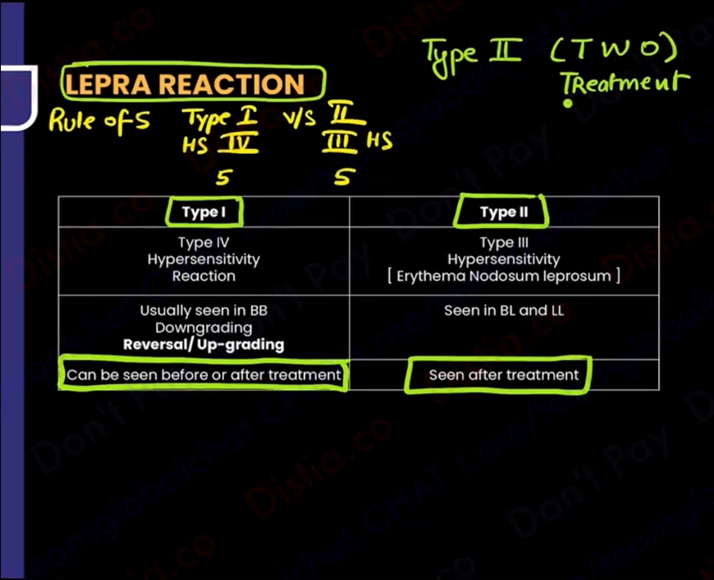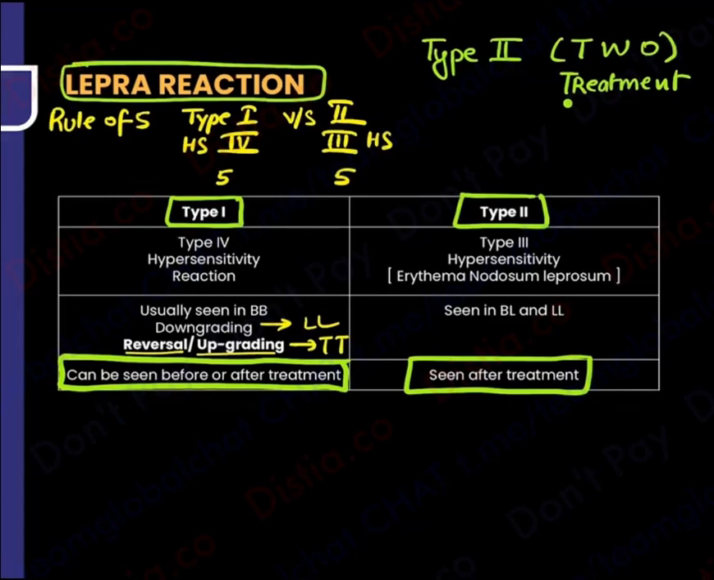Now, let me tell you that type 1 could happen before treatment also, after treatment also. Before treatment, the patient is going to deteriorate only. Without treatment, the patient is not going to be fine. So the patient is going to be deteriorating, meaning downgrading. Downgrading means he's going towards lower immunity. Lower immunity means he's going towards the LL pole. And after treatment, the patient might become better, reversal or upgrading. This means he's going towards the better pole, the TT pole.